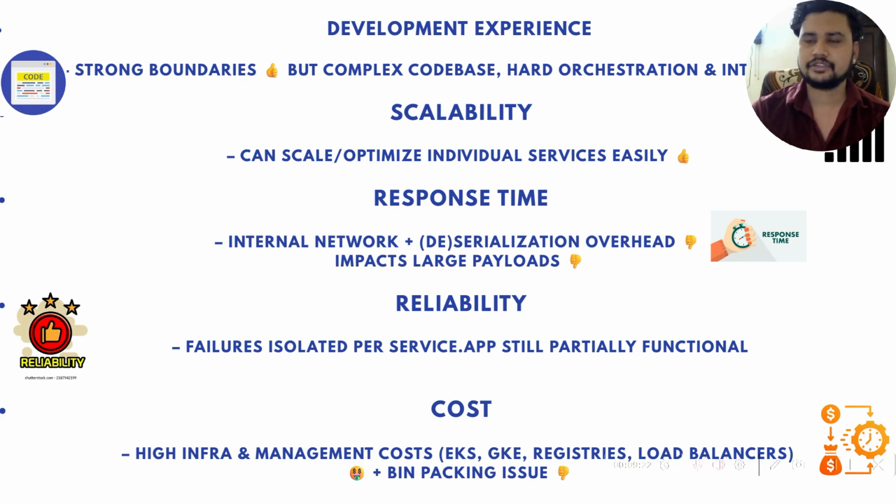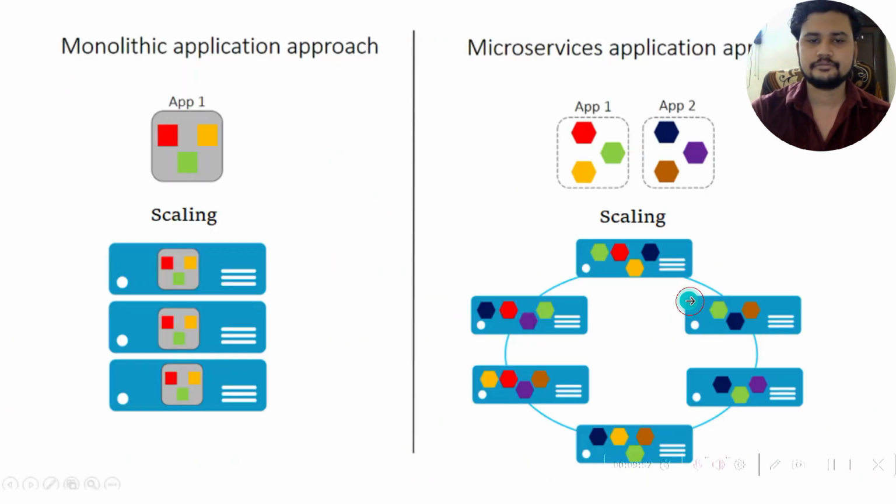And the bin packing issue. What does the bin packing issue mean? It's nothing but we have gotten a server with 10 vCPUs and 10 GB of RAM, but the microservice is only going to use 2 CPUs and 2 GB of RAM, which means we are not utilizing it up to the mark. Only if the pods increase will the utilization go up. So there is a bin packing issue. That's why cost is a drawback in microservices.